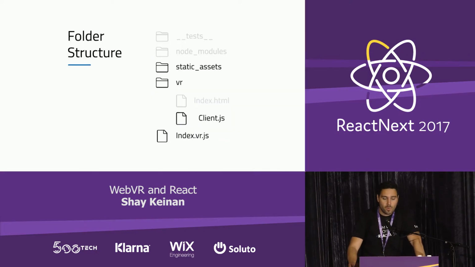After the init, we get the following file structure. There is the static assets folder. And if we want to add 3D models, textures, materials, images, this is the right place. The entry point for the application is the index.vr.js file. And you see that there is a folder called VR. In that folder, there is always a file called client.js. It is used for the application configuration, all of the VR stuff.